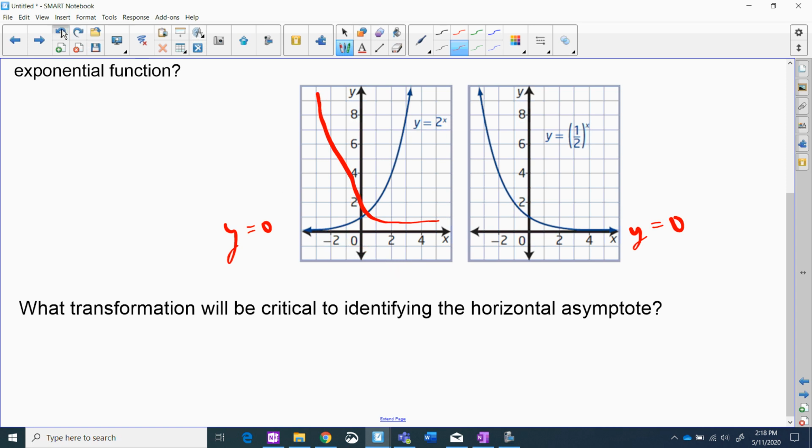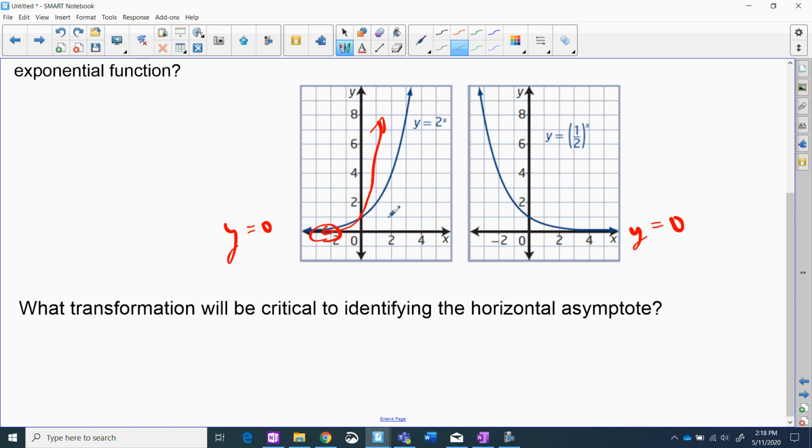Well, what if I stretched it? Well, all stretching does is make the y values increase faster. It's still going to go through this point, but it might look like this, and it might come down here quicker, but it's still going to get closer to that line.